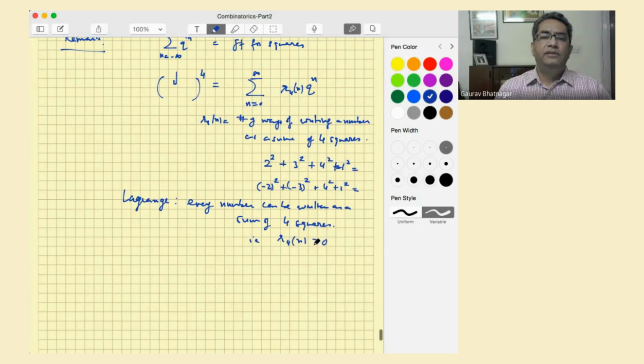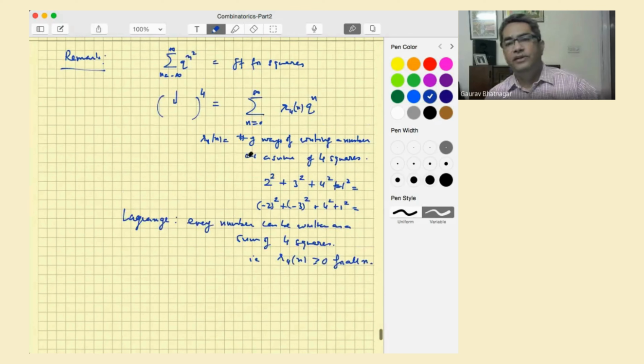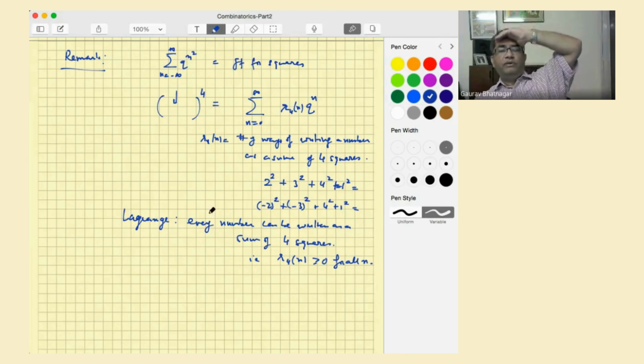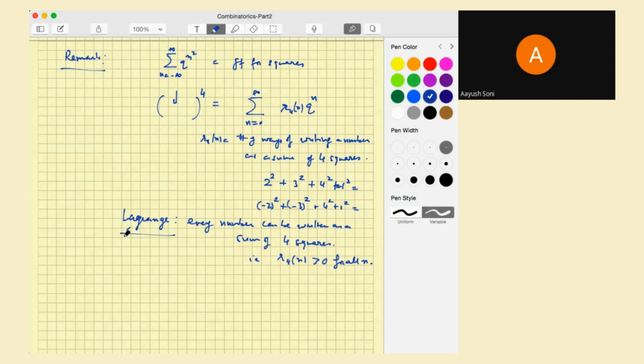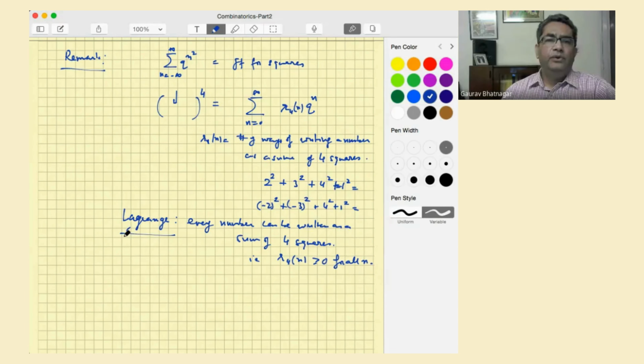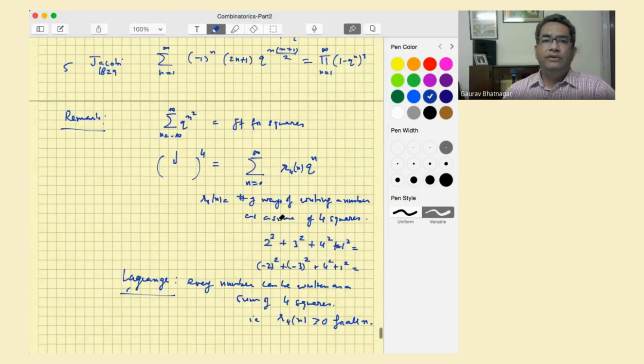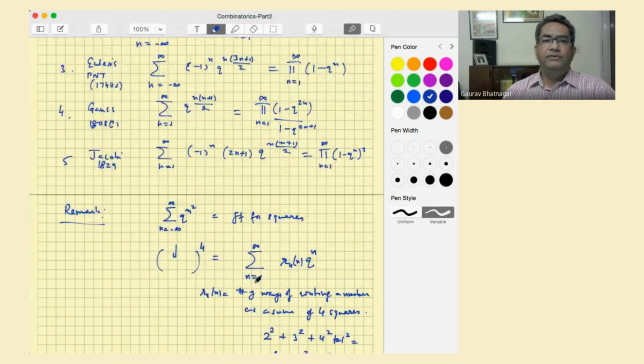R4n is bigger than 0 for all n. That's the generating function approach for proving Lagrange's theorem. So have you heard of this theorem? Yes, no? Yes, Professor. So why was Gauss so interested? Gauss was interested because of this.